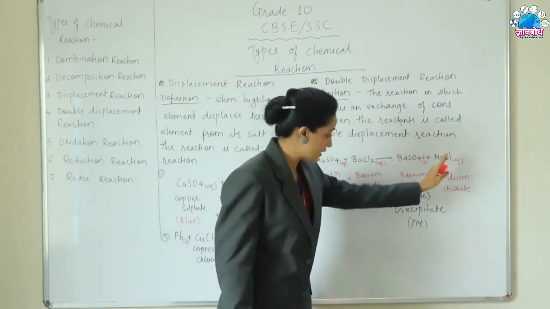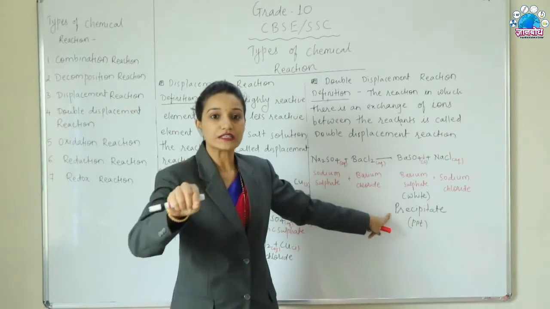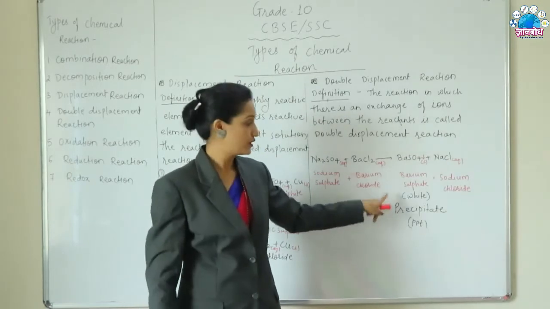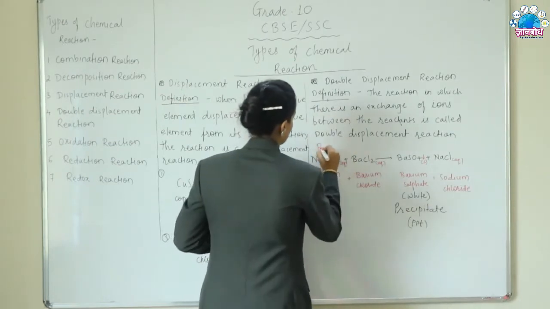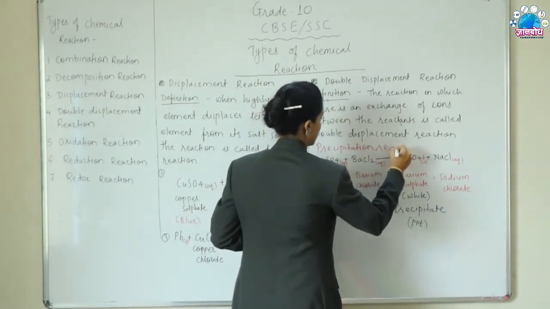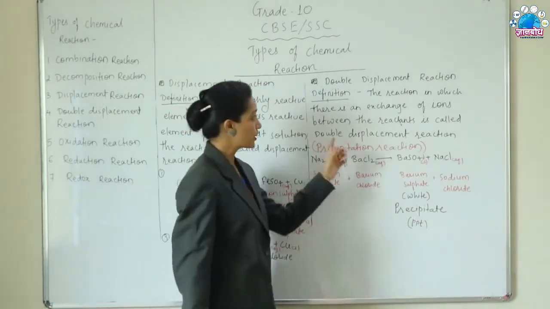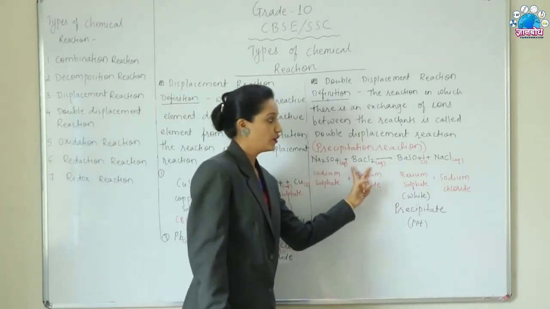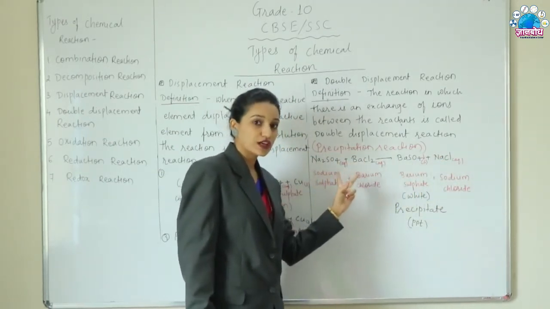And in the reaction where a precipitate is formed, that particular reaction is called a precipitation reaction. Now you can observe here that two salt solutions are reacting with each other, and again we are getting two new salts. Two salt solutions are giving two salts.